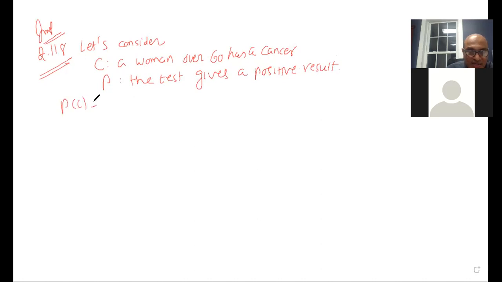Probability of that having cancer is 0.07, given to us. So naturally probability of C dash is equal to 1 minus probability of C. So that is equal to 1 minus 0.07, which is equal to 0.93.